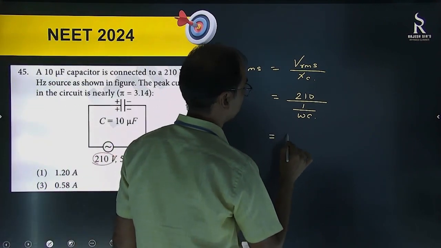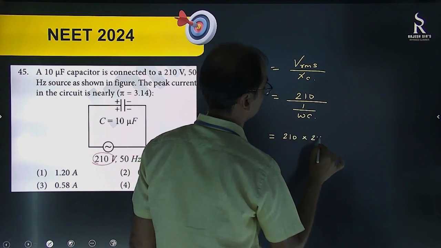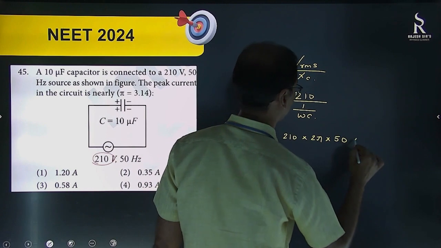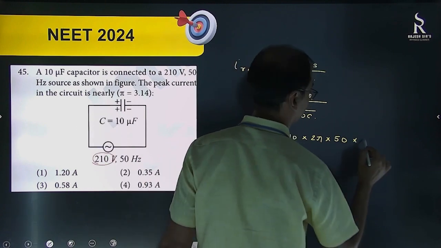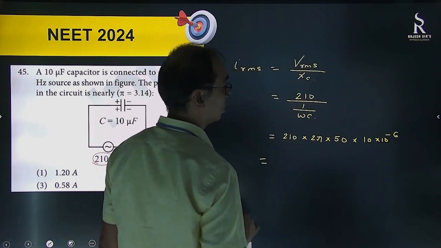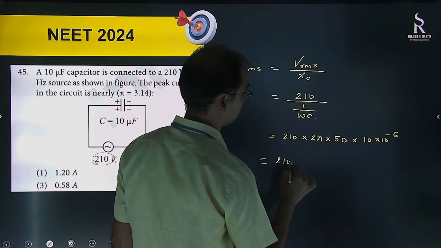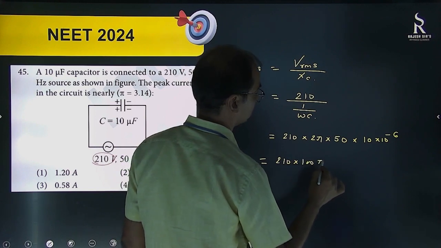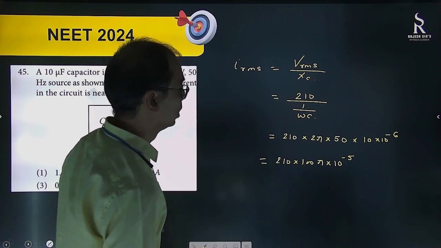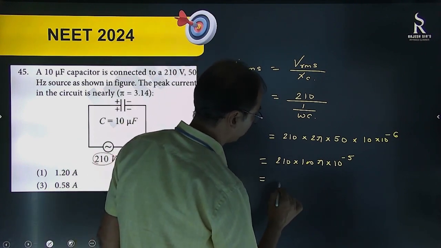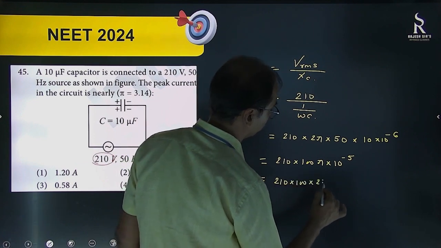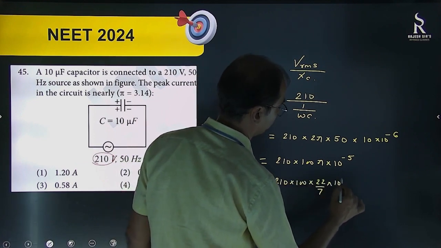So 210, 2 pi into frequency, which is 50, and the C value is given to us as 10 microfarad, so 10 into 10 to the power minus 6. What is coming? This is 210, this is 100 pi into 10 to the power minus 5. For pi, you write 22 by 7. So 210 into 100 into 22 by 7 into 10 to the power minus 5.